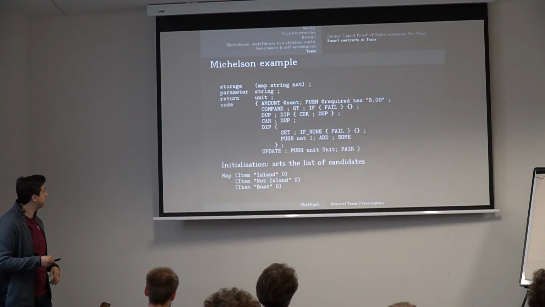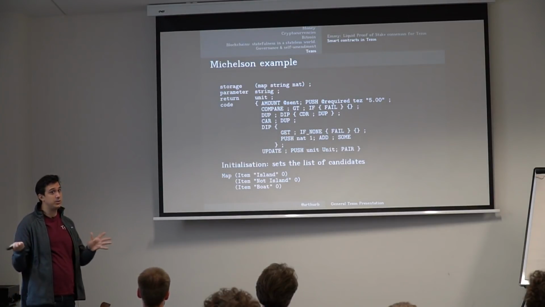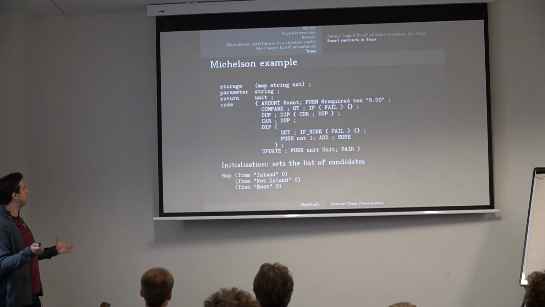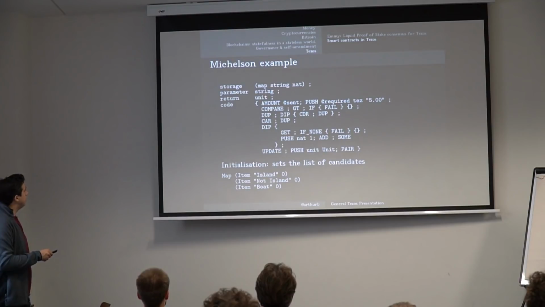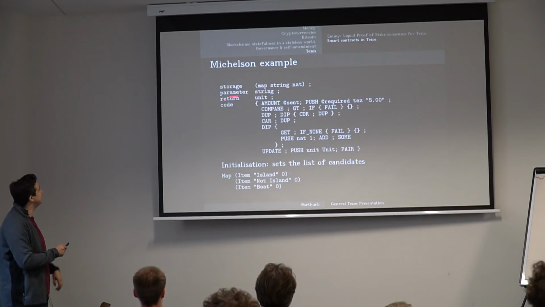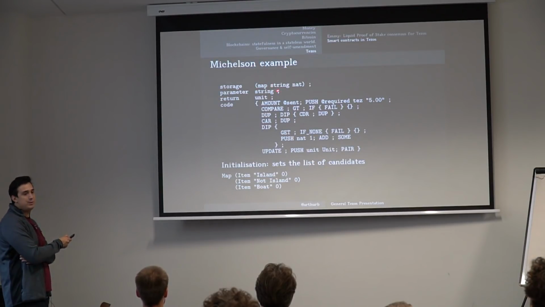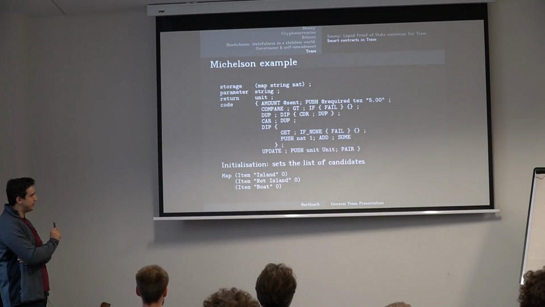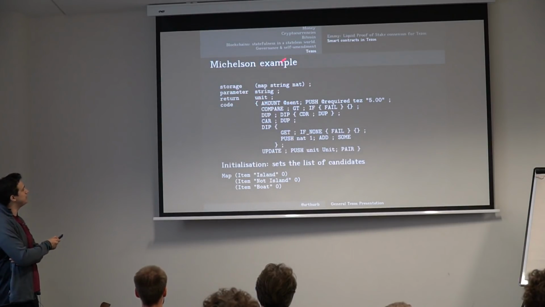Here's an example. There will be presentations going more into Michelson, but I'm just giving you a quick overview. Oh, that's an old example. We don't return anything anymore. I need to update my slides. So in this example, you have a map which maps strings to natural integers, and you don't return anything anymore. And you have a parameter which is a string.